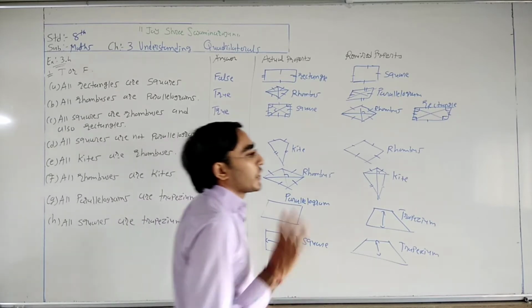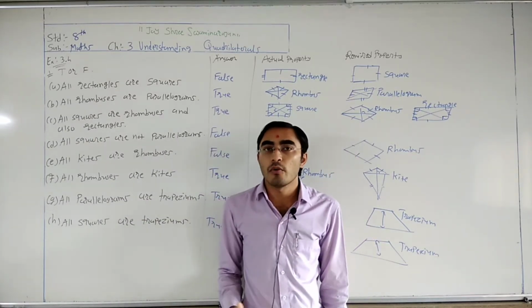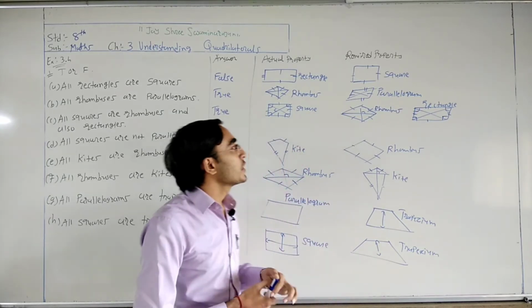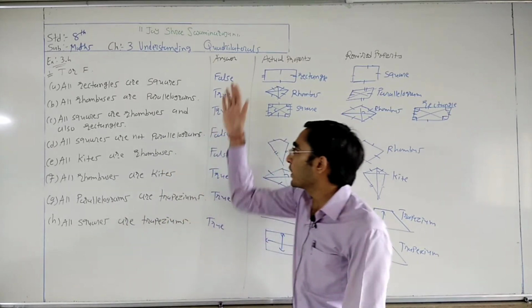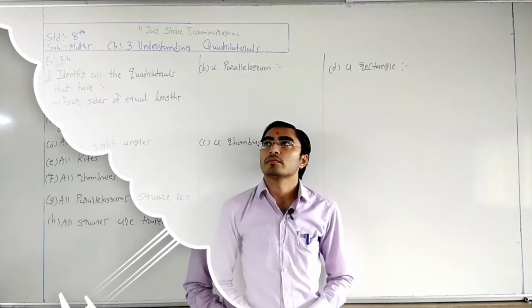Okay. So in this type of true or false, first of all we need to learn all the properties of quadrilaterals. After that we just need to think about the required property and the actual property, and from that we can easily get the answer of true or false. Okay.